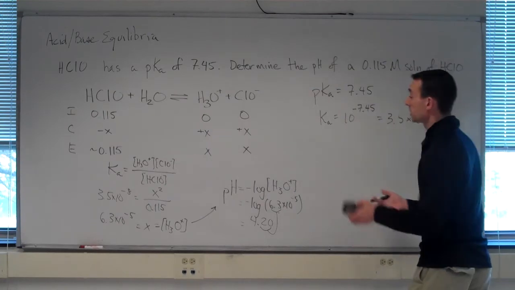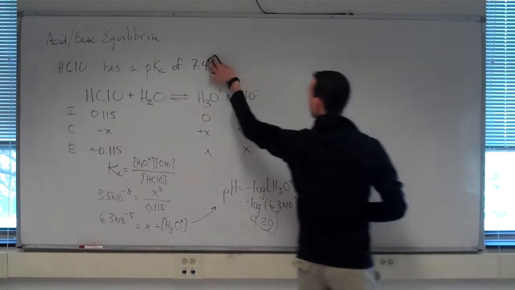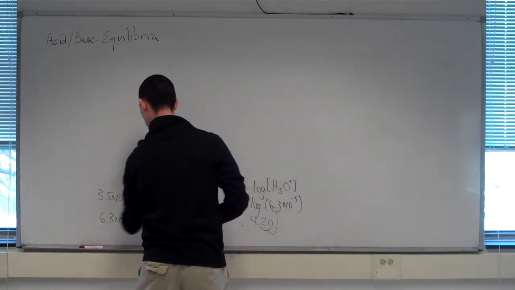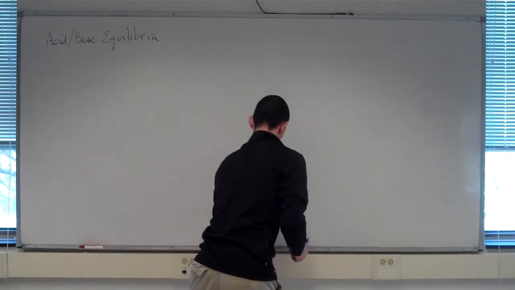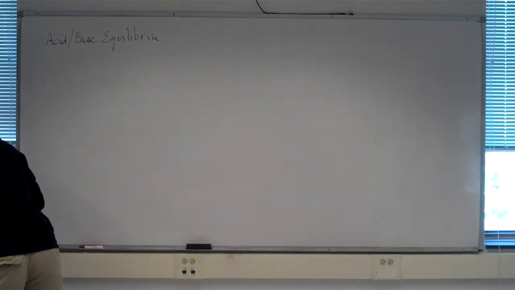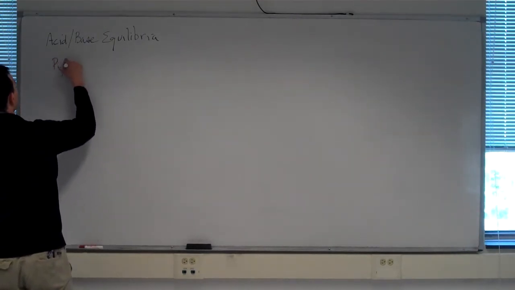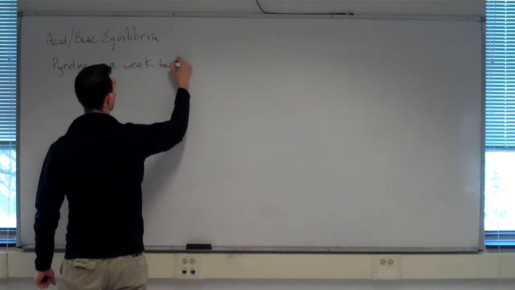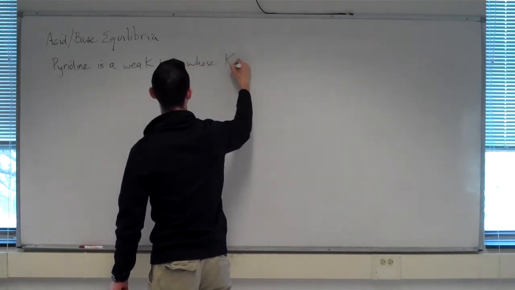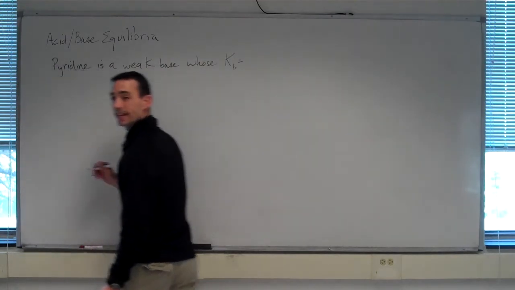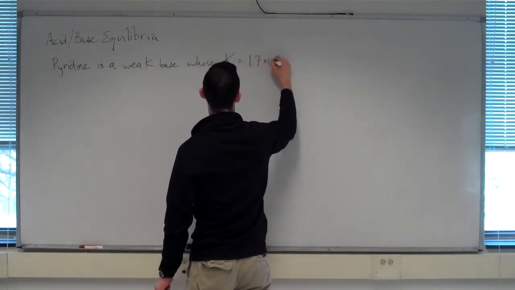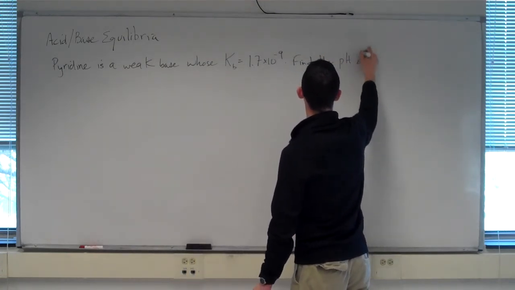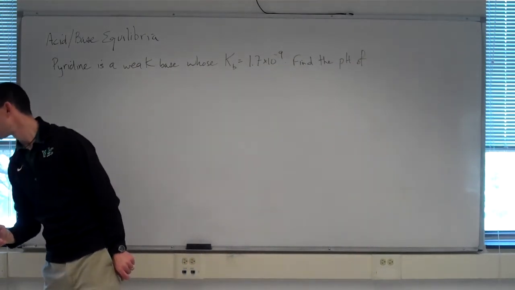Now if we change it to a base, let's do a base problem. Pyridine is a weak base whose Kb equals 1.7 times 10 to the negative 9. Find the pH of 1.15 molar pyridine.